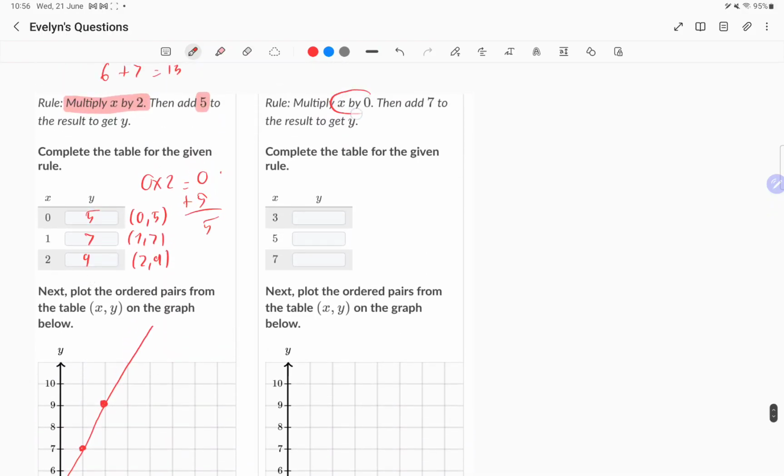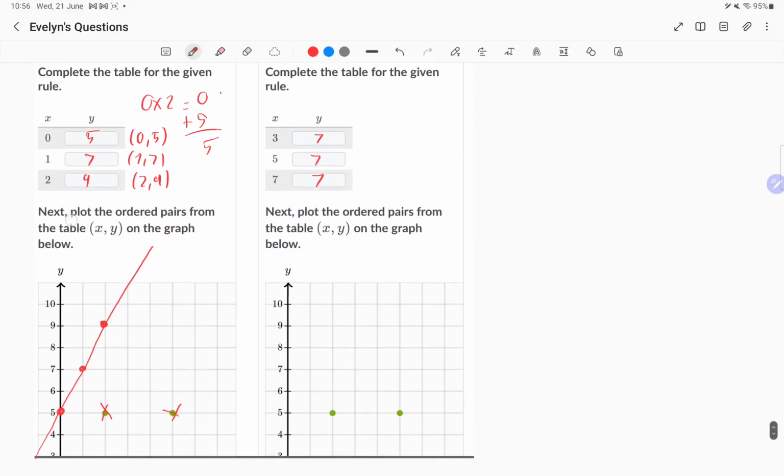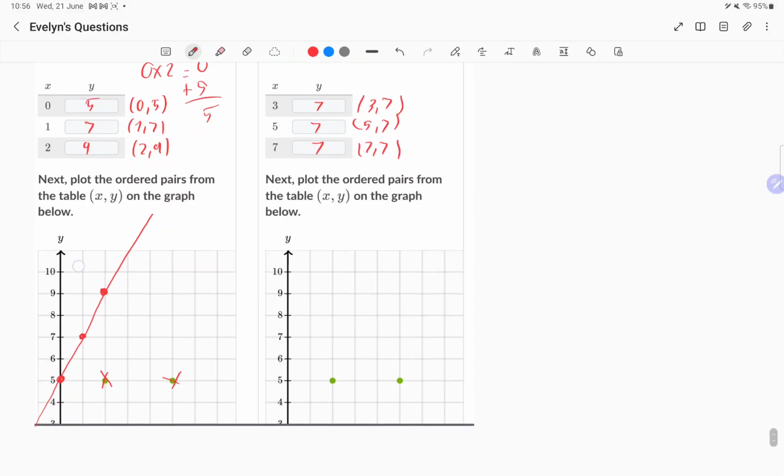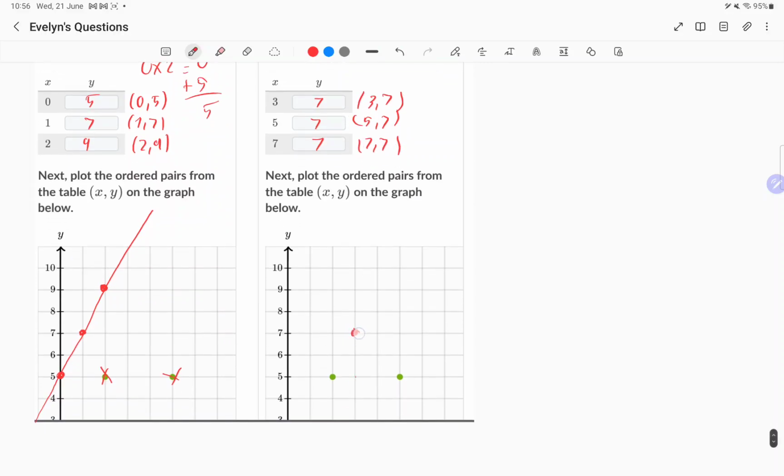So same here, multiply by 0, then add 7. Okay, when you times anything by 0, you get 0. And when you add 7, it's just 7. 5 times 0 is 0, plus 7 is 7. 7 times 0 is 0, plus 7 is 7. So the points are 3, 7, 5, 7, and 7, 7. Okay, so 1, 2, 3, 7 is here. 4, 5, 7, and 7, 7. Right, so it basically is a horizontal line.